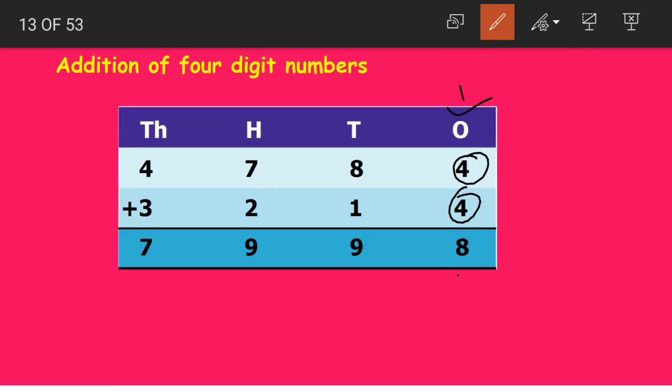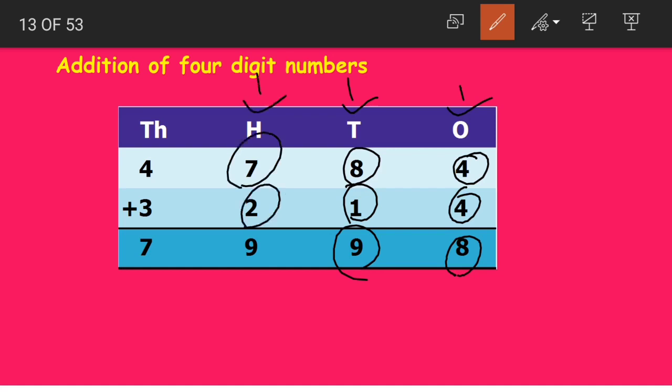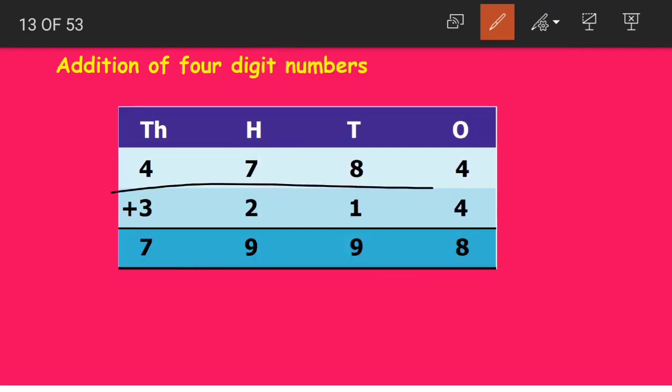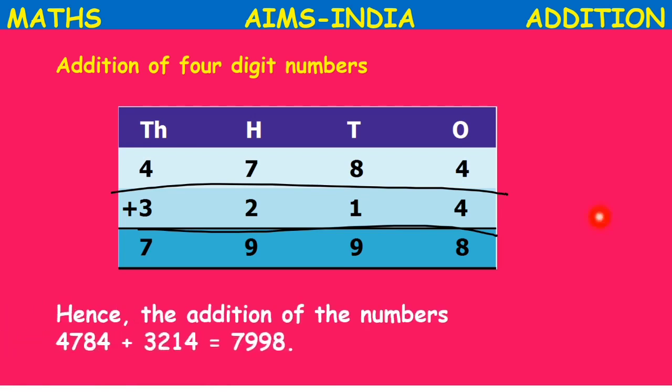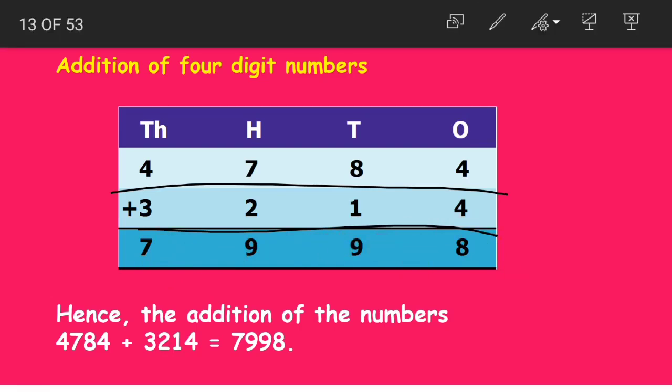4 plus 4 becomes 8, and then moving on to the tens place, 8 plus 1 becomes 9. Then we have the hundreds place, 7 plus 2 becomes 9, and the last place value is the thousands place. 4 plus 3 becomes 7. Okay children, just the number is big, but the addition is the same as what we have learned for 3-digit numbers. Hence the addition of the numbers 4784 and 3214 is 7998. Again these two numbers become the addends, the answer becomes the sum.